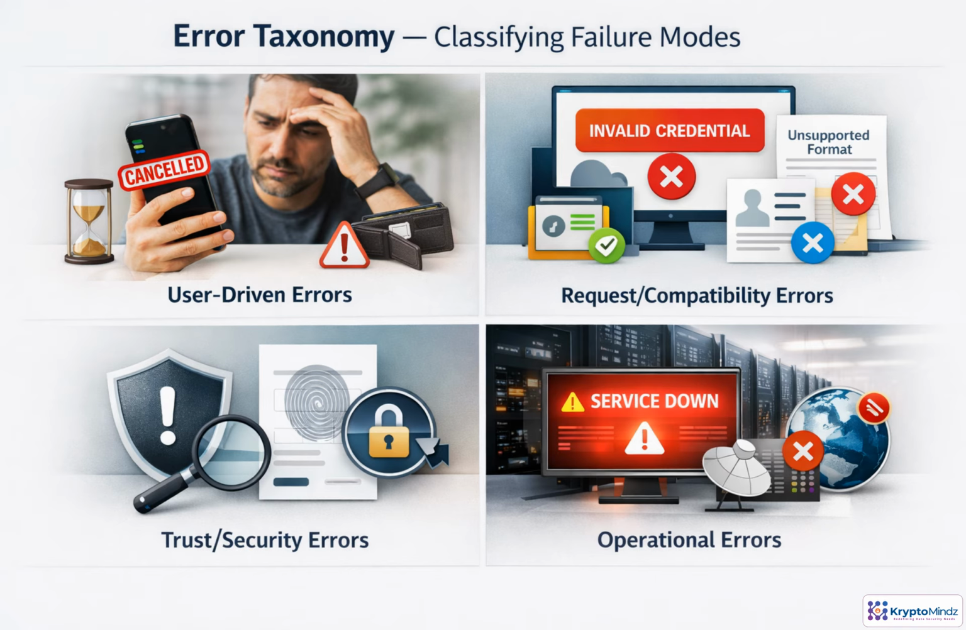When everything is just an error, you lose control of both user experience and operations. This taxonomy gives you 4 different playbooks. If the user caused it, you focus on clear messaging and simple recovery. If the request or format is bad, you fix validation and compatibility. If trust or security fails, you lock things down, audit, and investigate. If infrastructure breaks, you alert, fail over, and retry. Same failure surface, very different responses.